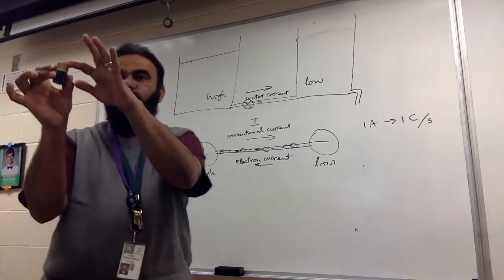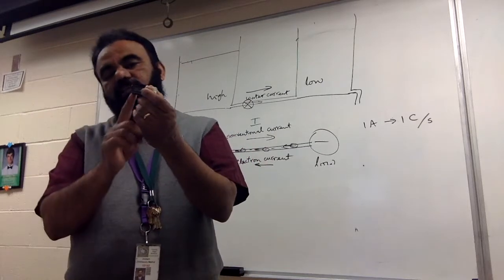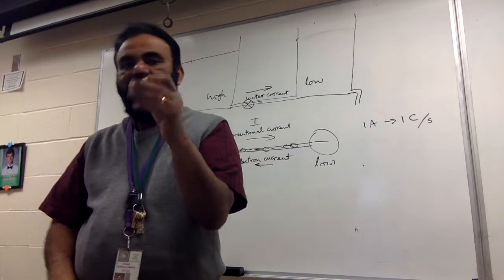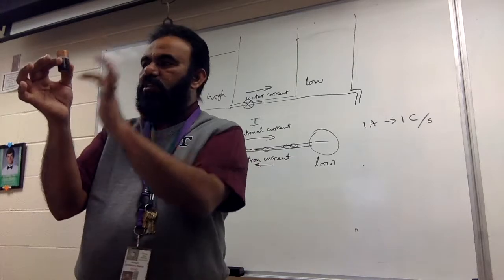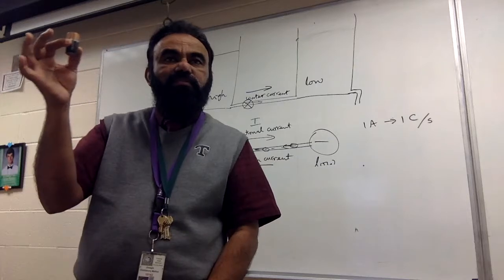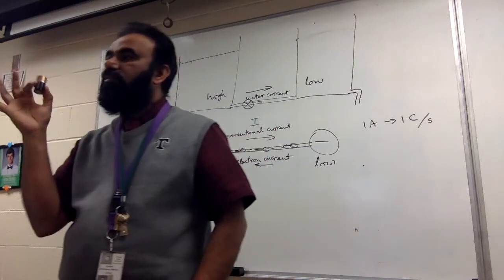Okay, can you see this bud over here? That's a positive potential. This thing is a negative potential. How many volts is this? What's the potential difference from here to here? How many volts? You should know this.